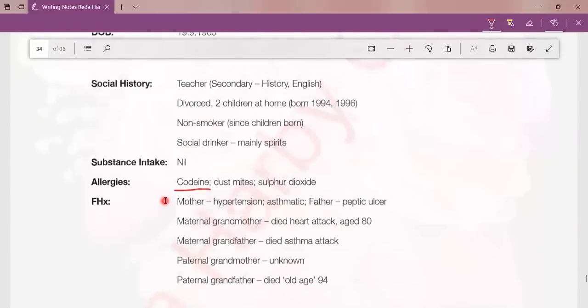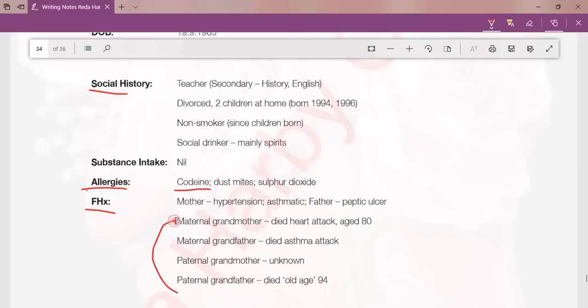This is the family history, and we said we will include family and social history in one paragraph. This includes allergies. This is called medical history, social history, and family history. She has a mother with hypertension, asthmatic, father with peptic ulcer, maternal grandmother died of heart attack, and so on. This is a gastroenterologist. All of that for me is non-relevant. It's not important to know all of that.